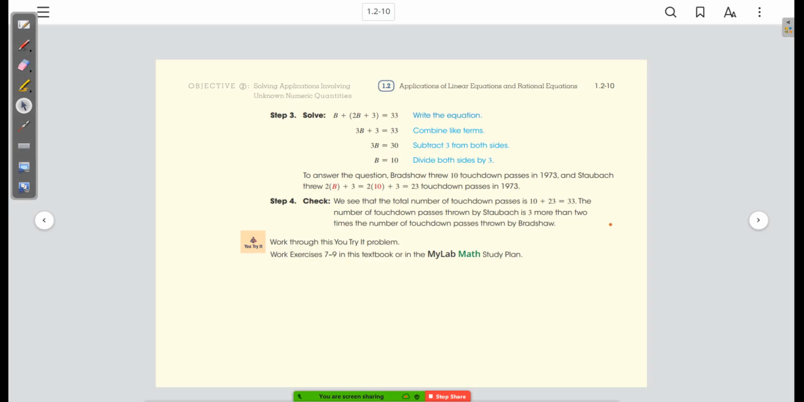Yeah, the rest is just solving. Okay, so going through this, the problem reads: Roger Staubach and Terry Bradshaw, both quarterbacks in the 70s, were both quarterbacks in the National Football League. In 1973, Staubach threw 3 touchdown passes more than twice the number of touchdown passes thrown by Bradshaw. So let's see if we can highlight this.